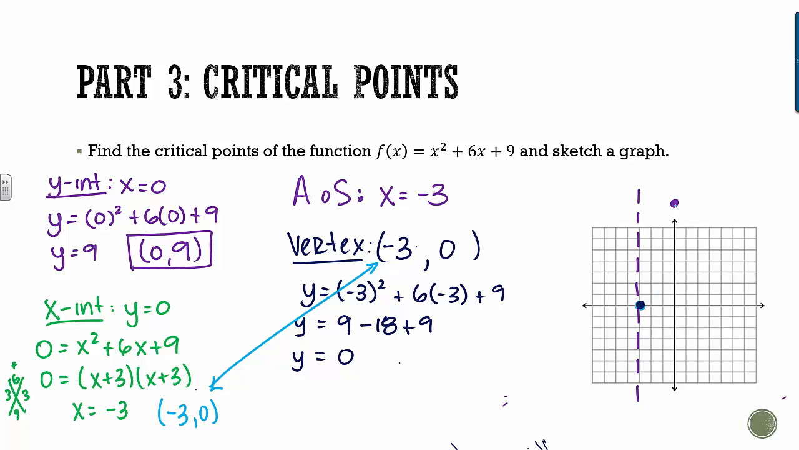So remember, we can find one more point if we go over 3 in this other direction, because we have to have something that's symmetric. And then we can create a nice curve that should go through those points.